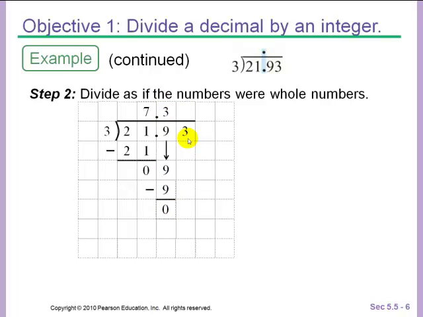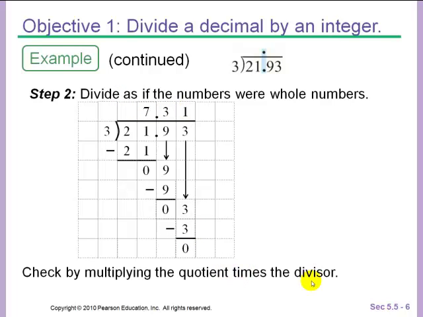Now we're in the next column. Drop down the 3. 3 goes into 3 one time. Again, notice everything is in this column. 1 times 3 is 3. Subtract and we get 0. We are now done because two things have happened. The first is that we no longer have any digits, and the second is that we have a remainder of 0. You need both of these things to happen in order to be done with your problem. So our answer are the digits 7.31.